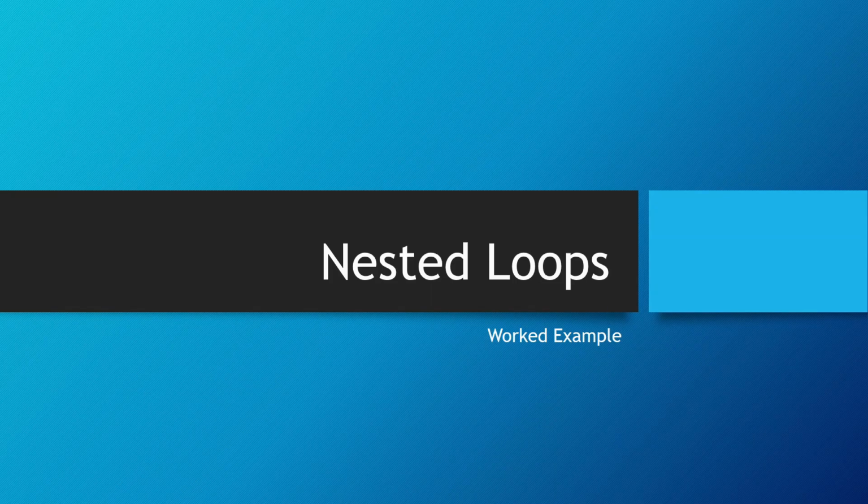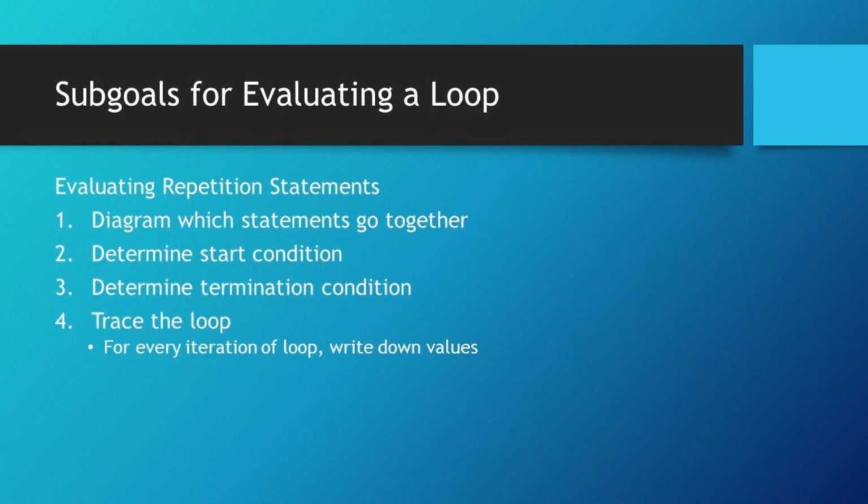In this video, we will be looking at an example of nested loops. The subgoals for evaluating a loop are: 1. Diagram which statements go together. 2. Determine the start condition. 3. Determine the termination condition. 4. Trace the loop. For every iteration of the loop, write down the values.